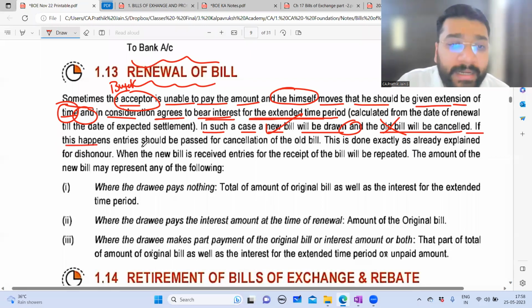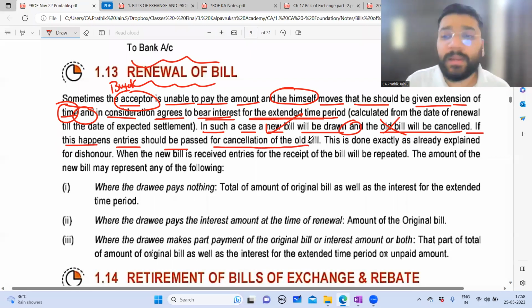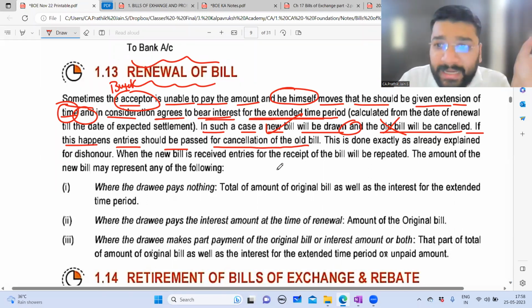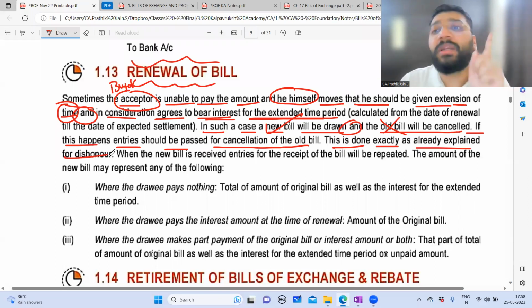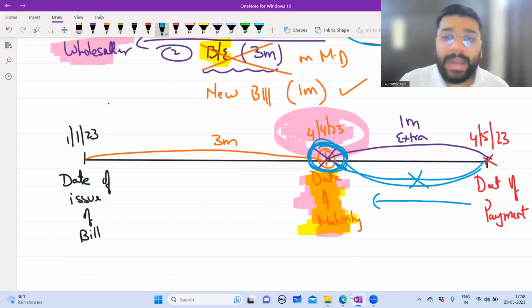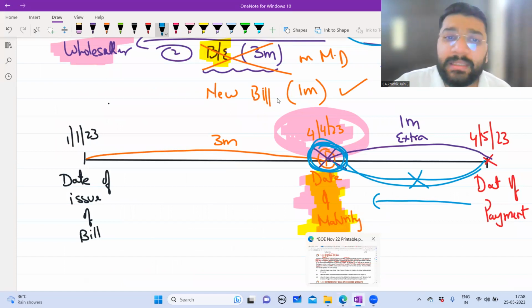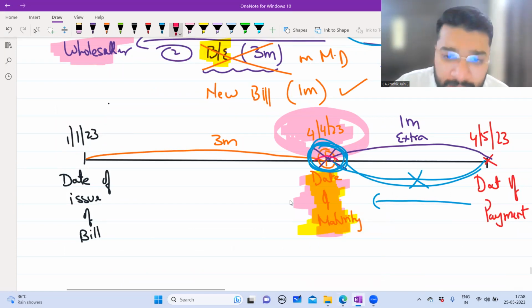If this happens, an entry should be passed for cancellation of the old bill. If the old bill is to be cancelled, we have to pass an accounting entry for cancellation of the old bill. We'll understand that through a practical question a little later. This is done exactly as already explained in the dishonorment of a bill. At the time of dishonorment, what journal entry do you pass? The very same journal entry, you will pass it here also.